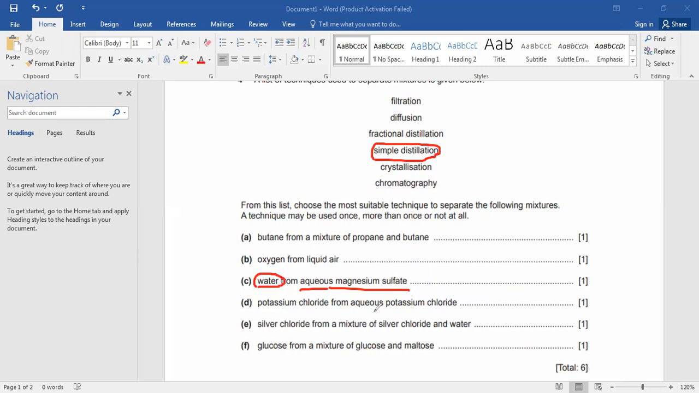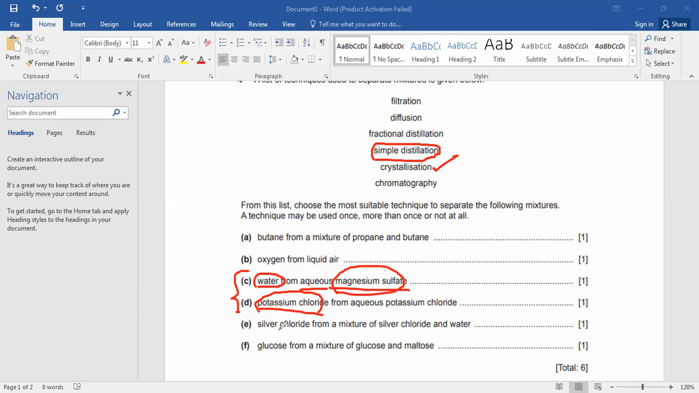You have to separate water from the salt solution. Next, potassium chloride from aqueous potassium chloride. Yeah, you'll get confused with these two questions. The reason is that over here, potassium chloride from aqueous potassium chloride is also a salt solution. But in the previous salt solution, you have to separate water, and in this salt solution, you have to separate salt. There's a difference. To separate water, we use simple distillation. To separate salt, what we have to do? Crystallization. If crystallization is not there, then you can use evaporation, right?